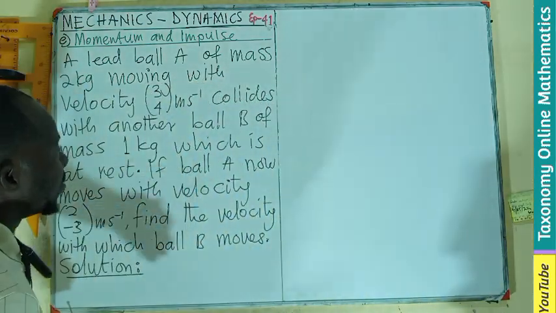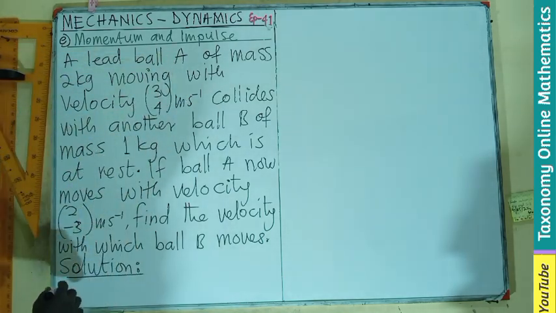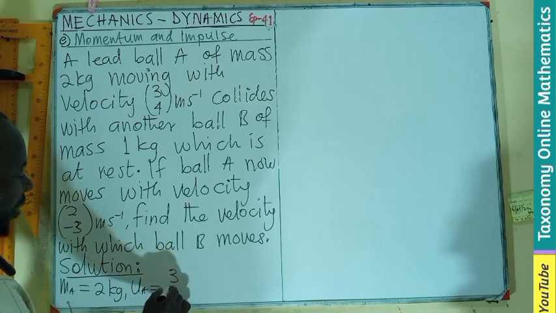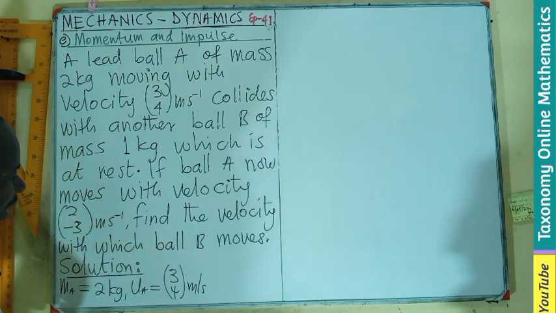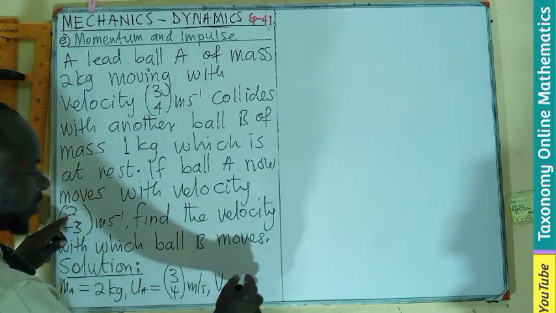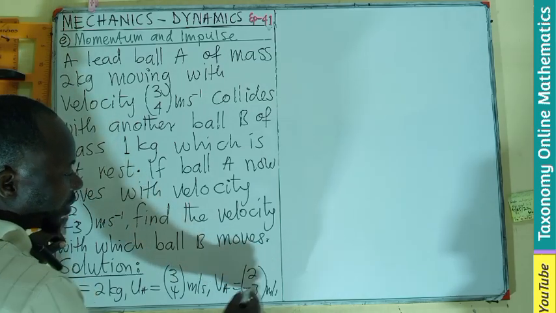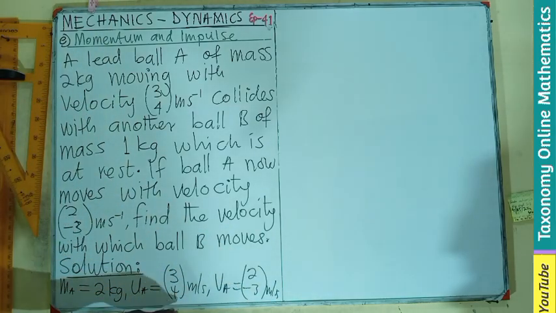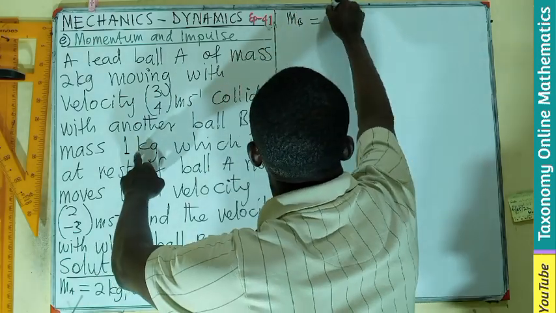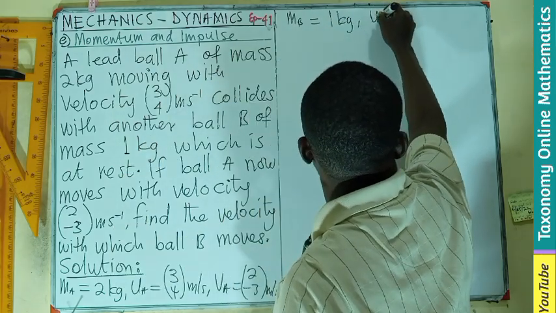Let's see if we can bring out the parameters given in the question, beginning with A. The mass MA is given to us as 2 kg. The initial velocity at which it is moving is given to us as (3, 4) meters per second. Then the final velocity VA is also given as (2, -3) meters per second. So all these are given for the lead ball A. How about the mass of ball B, which is given as 1 kg? Then the initial velocity of B.